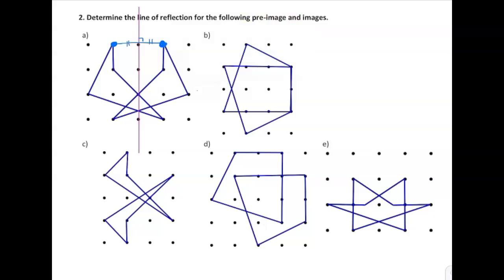Letter B is just sideways. It was cut that way. Okay. Letter C, same thing. D is a little different, but you can probably figure out that it would be diagonally folded like that. And E would go right down the middle here. So that's how you find the line of reflection, especially when you have graph or grid paper.